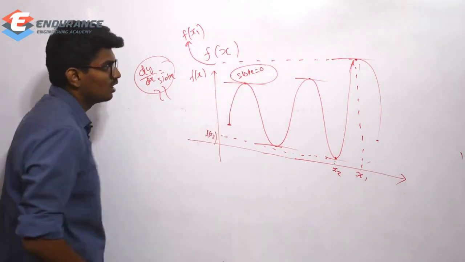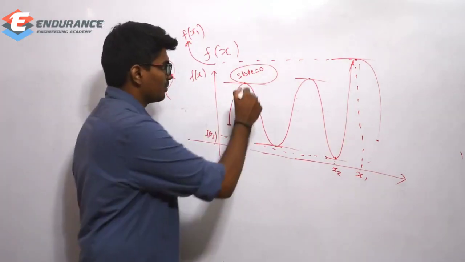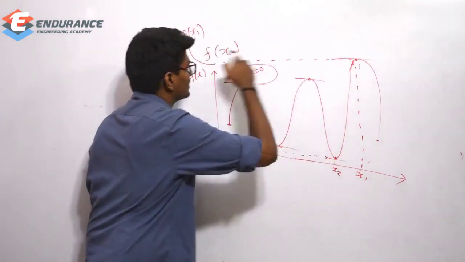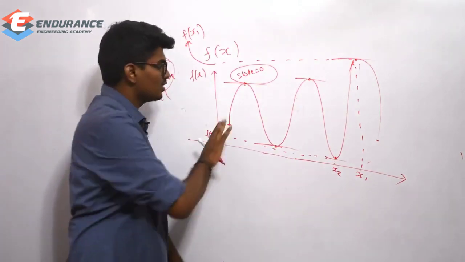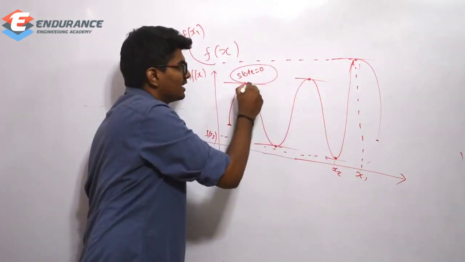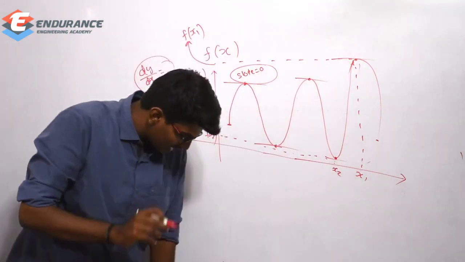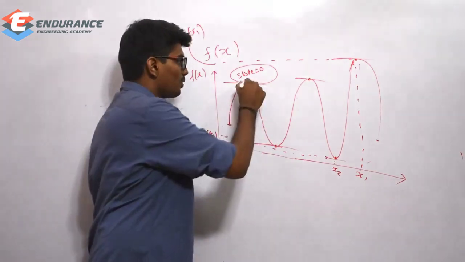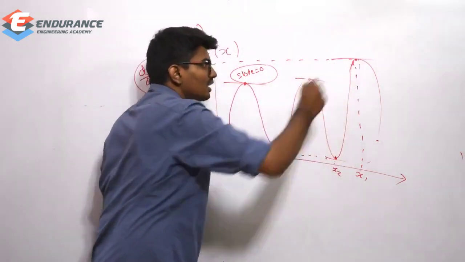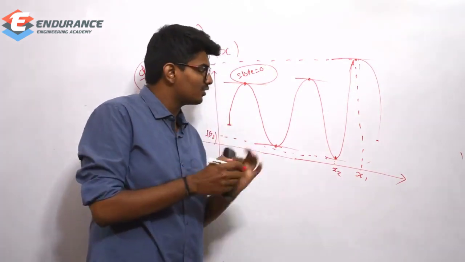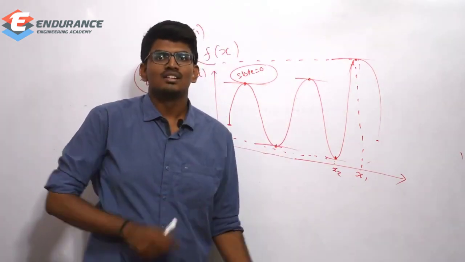So the points at which the nature of the curve, or nature of f of x, is getting changed, going up and going down, going down and going up, exactly at these points the nature of f of x is changing. These points are called critical points. Now what can you relate between maxima, minima and critical points?